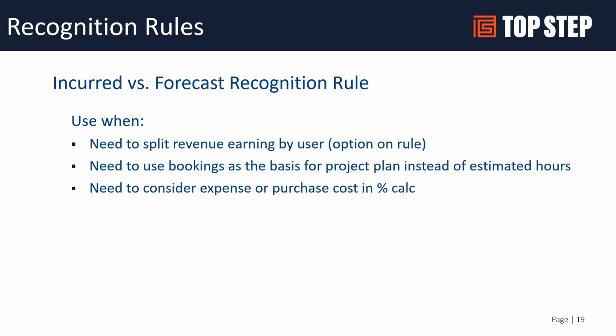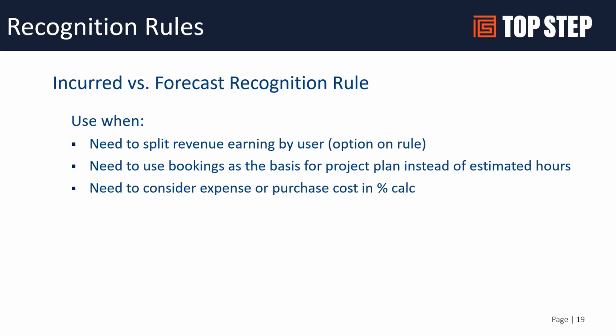There is an option inside the incurred versus forecast rule to split revenue by user. In the standard rule, you will get a single amount for the month or for the period based on the overall percent complete, depending on how you set the rule up. But that's not broken down. If you have 10 people working on this project, the revenue will actually get allocated to whoever the project owner or project manager is associated to in the properties of the project.